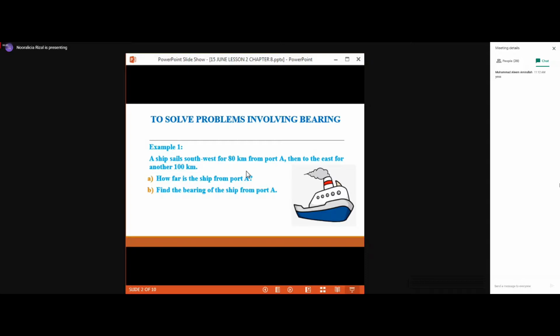You look at that. I stress on the word from. So if you recall, from port A, it means you are at port A. So your north line will be at port A. All right, I just showed you the first slide for today, the first example. Then after that, we move east, for another 100 kilometers.